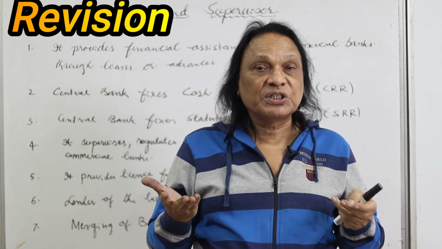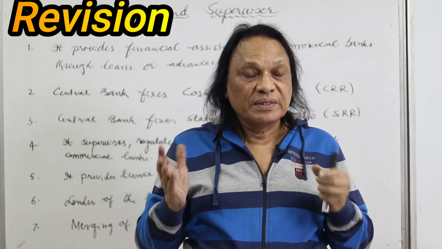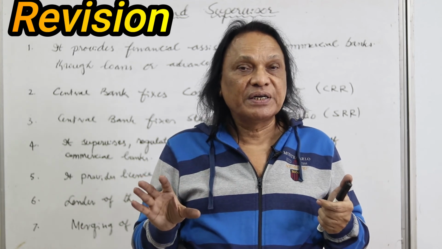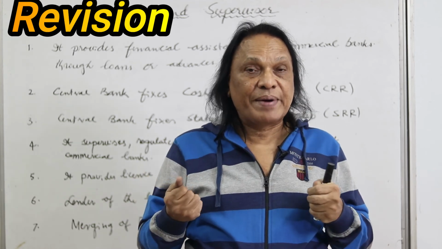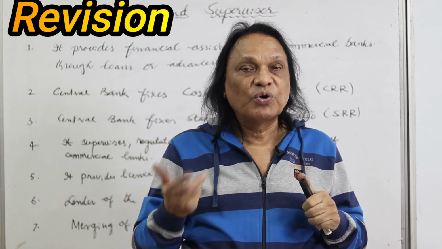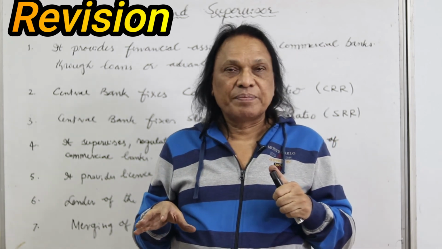The central bank fixes CRR, cash reserve ratio. The central bank also fixes SLR, statutory liquidity ratio. It means the central bank has all the powers over all the commercial banks. So they have to work under the guidelines of the central bank.